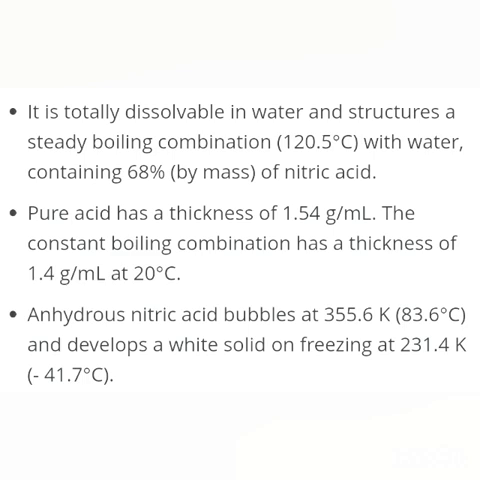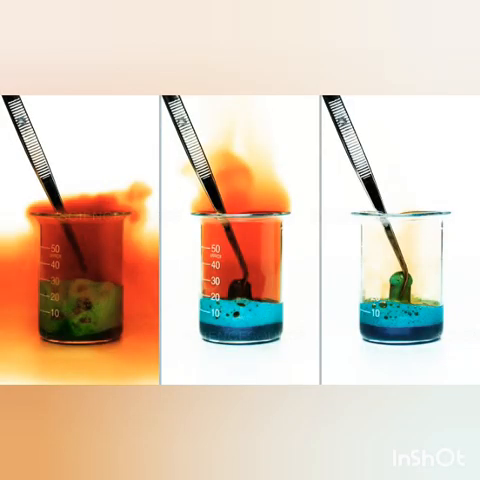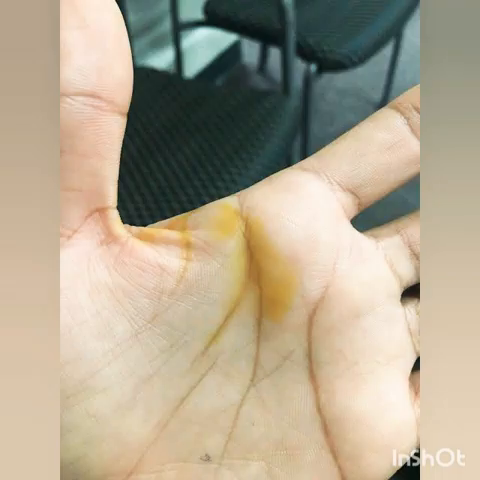Pure acid has a density of 1.54 gram per milliliter. Anhydrous nitric acid boils at 355.6 Kelvin and forms a white solid on freezing at 231.4 Kelvin. It has a corrosive action on skin and causes yellow blisters. You must have seen while doing practicals in the lab that if by chance concentrated nitric acid falls on your skin, the skin becomes yellow from there. So it is a property of nitric acid.